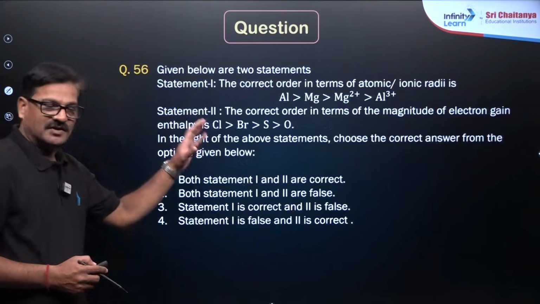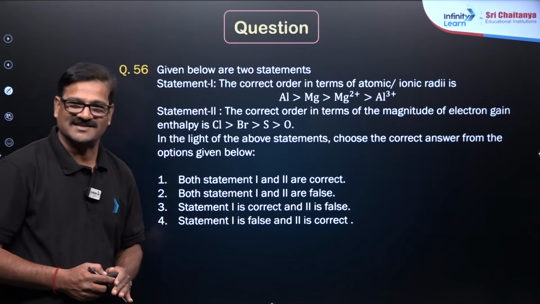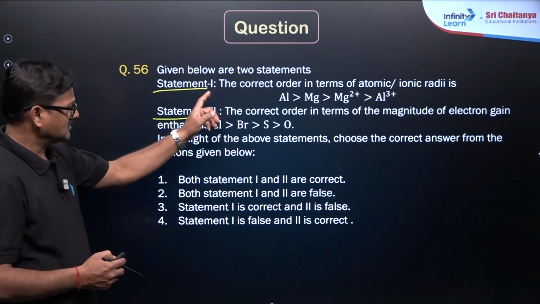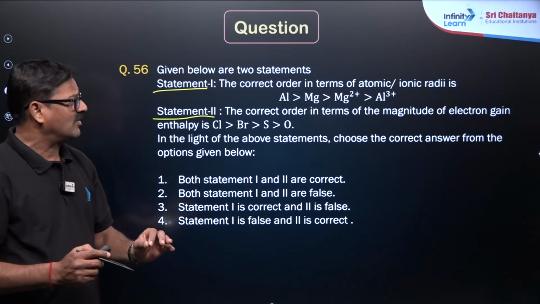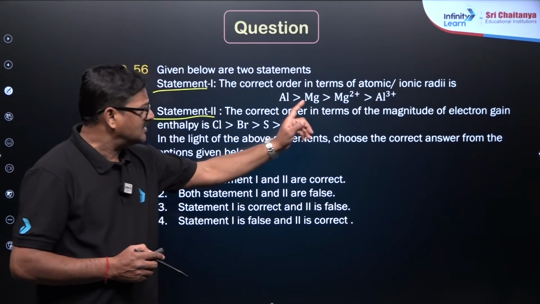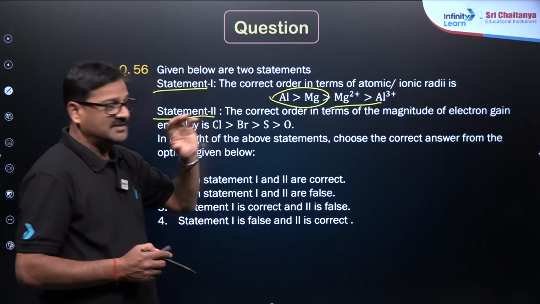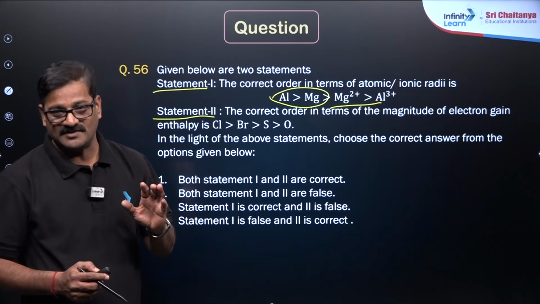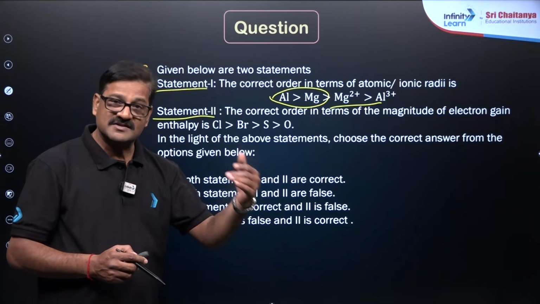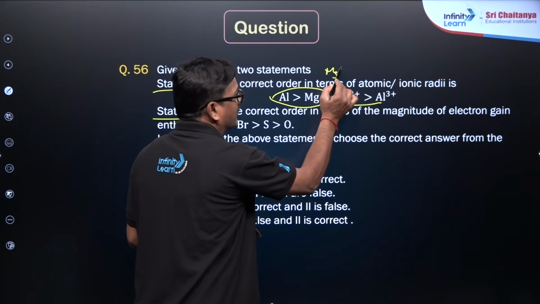Children, this is a P block elements related question connected to the periodic properties, and this is given as statement 1 and this is given as statement 2. The correct order in terms of ionic radii is given as aluminum is greater than magnesium, and magnesium 2 plus is greater than aluminum. Yes, it is correct here, but magnesium size is bigger as compared to the aluminum size. The data is also given in the NCERT, but students misunderstood that aluminum is greater than magnesium, which is absolutely wrong. Magnesium is greater than aluminum.